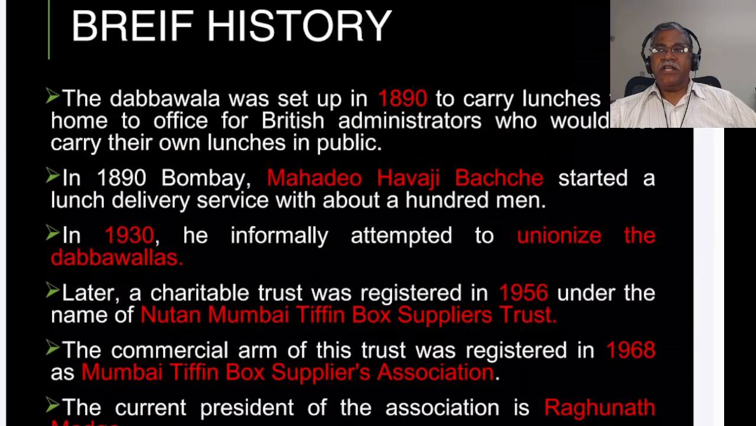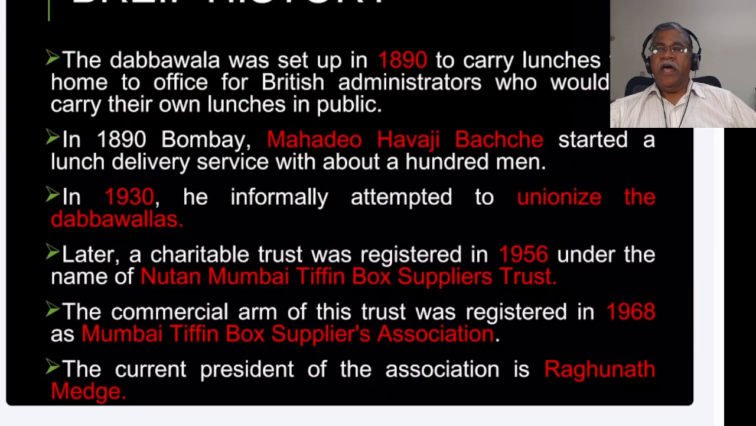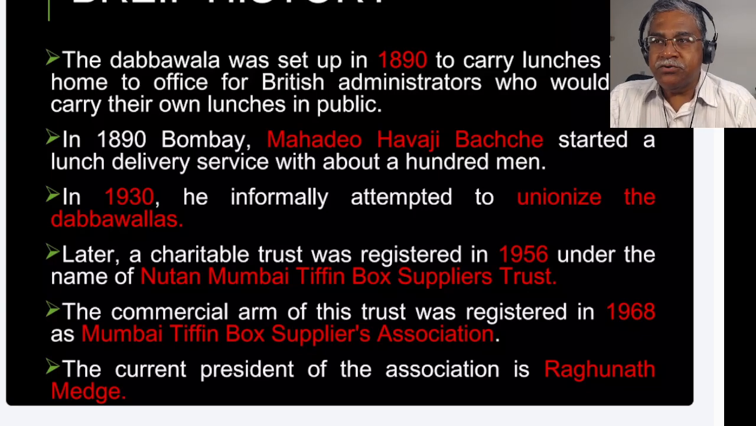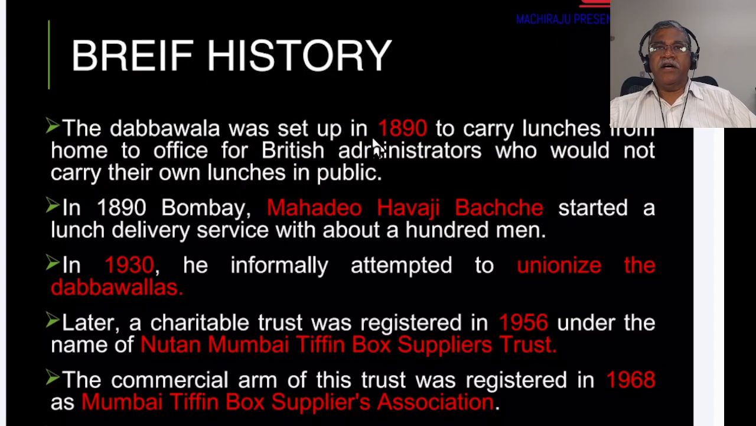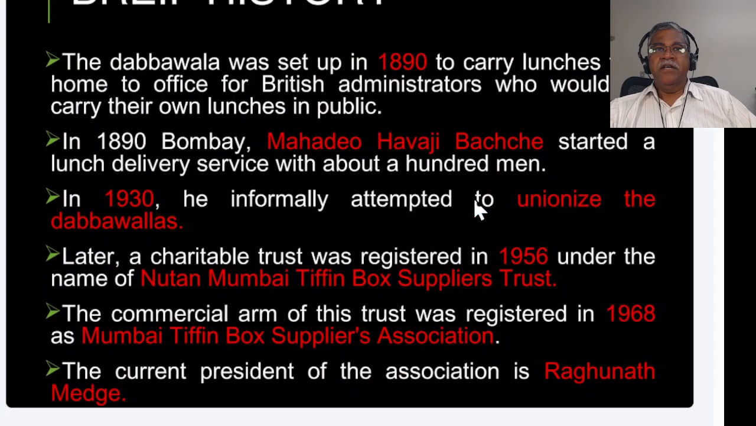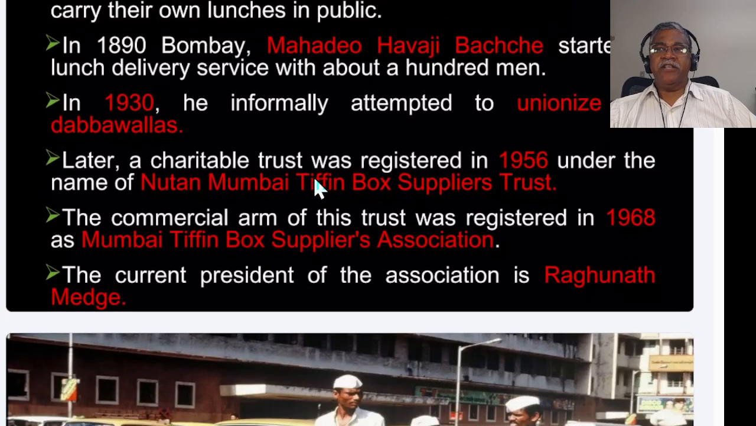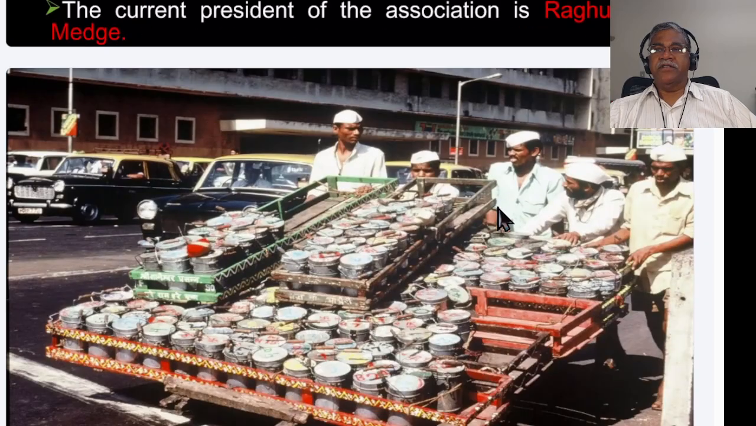Okay, so it was set up in 1890, and it was basically used to carry food for the British, because remember, until 1947 India was still under British rule. So this guy started this thing, and in 1930 he attempted to unionize. Then it was picked up in 1956 by a charitable organization, and again, the current president, that might have changed.